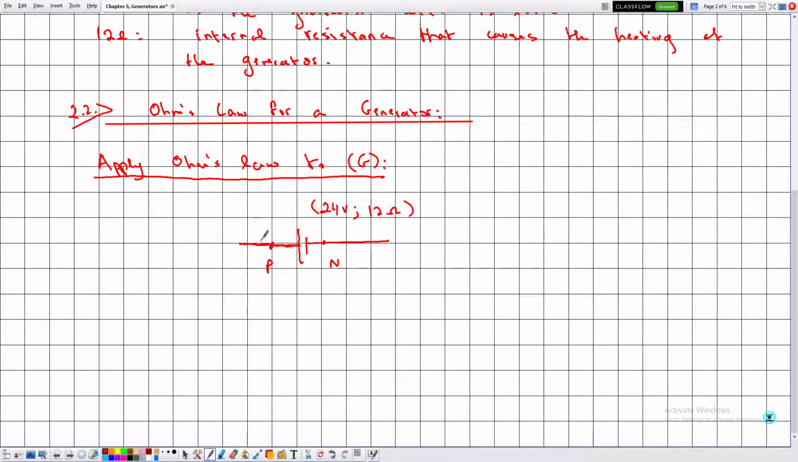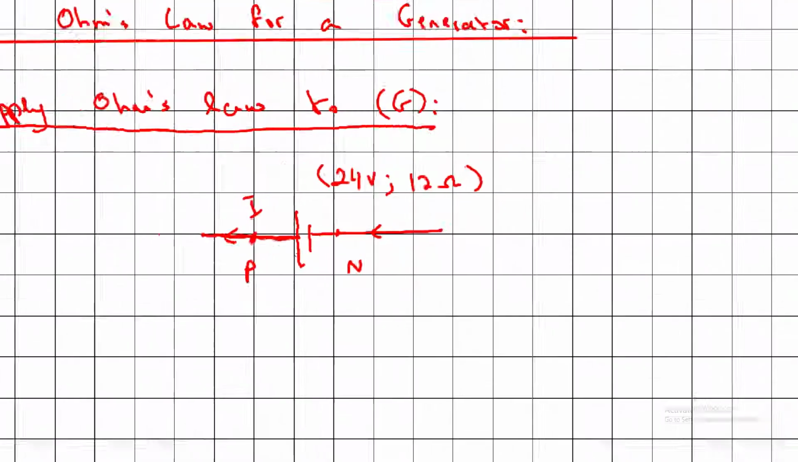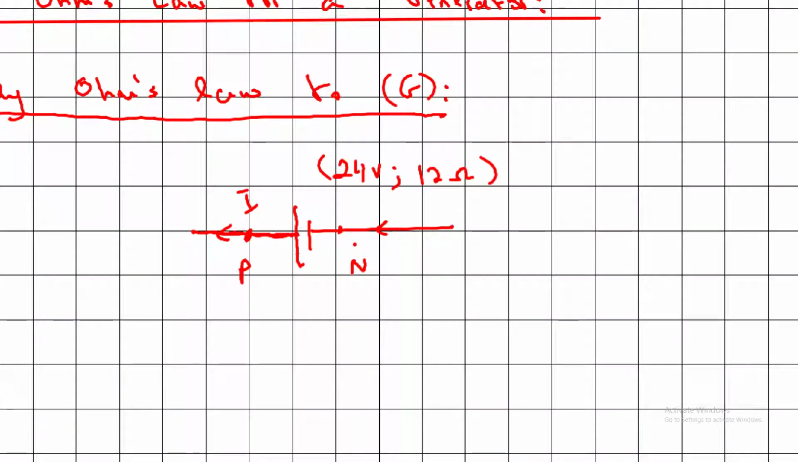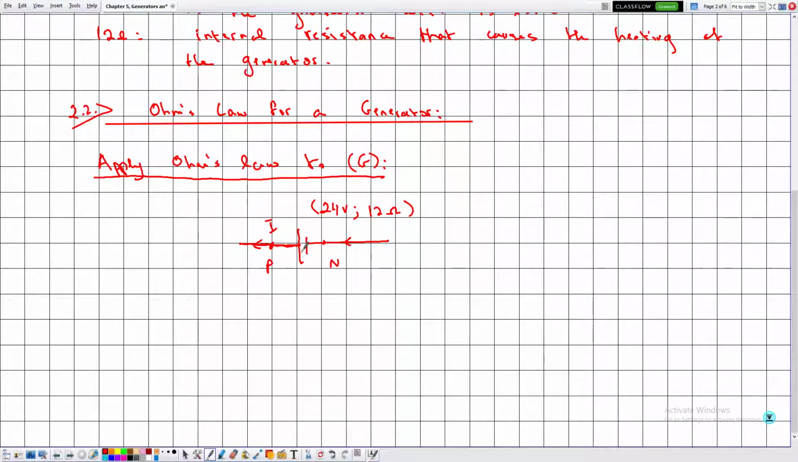And now suppose this delivers a current I in this direction. Now the direction of the current is important. In this case the direction of the current is from the negative pole to the positive pole, like this, because this is a generator, the one delivering the current. Then Ohm's law is given by U is equal to E minus IR.